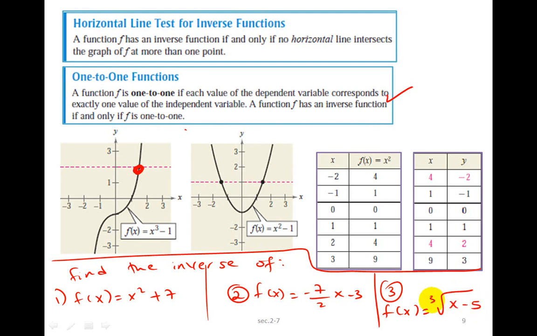The first function is f of x equals x squared plus 7. Second one, f of x equals minus 7 over 2x minus 3. Third equation, f of x equals the cubic root of x minus 1. So if you have any doubt with this type of questions, you can ask me.